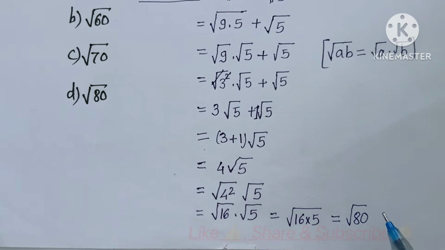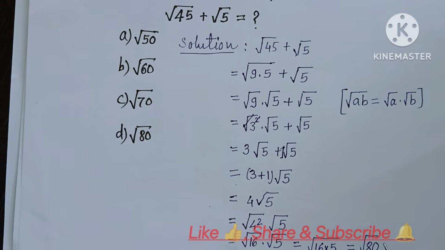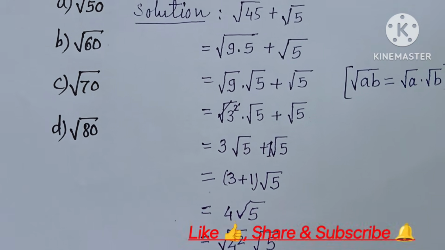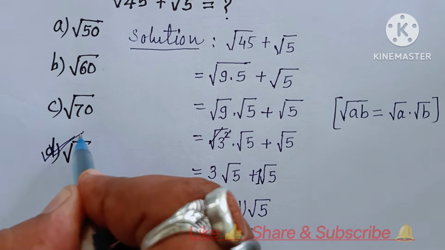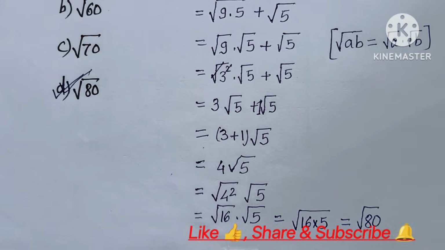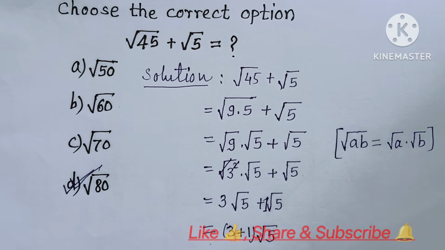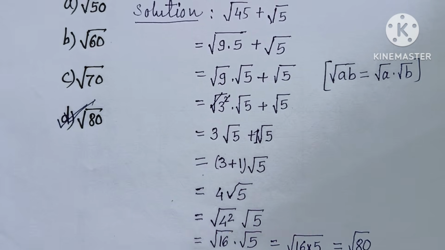Okay, so understand this radical problem. I hope everyone has understood. So option 4 will be correct. Option 4 is the correct option. See here the whole problem. This type of problem I have asked many times in the International Math Olympiad exam.